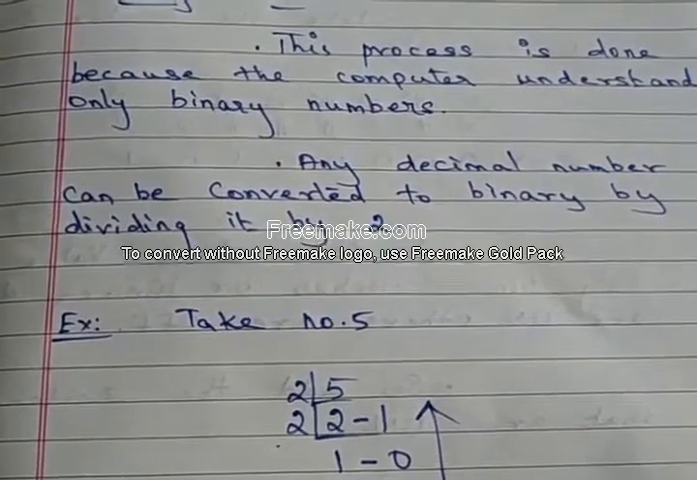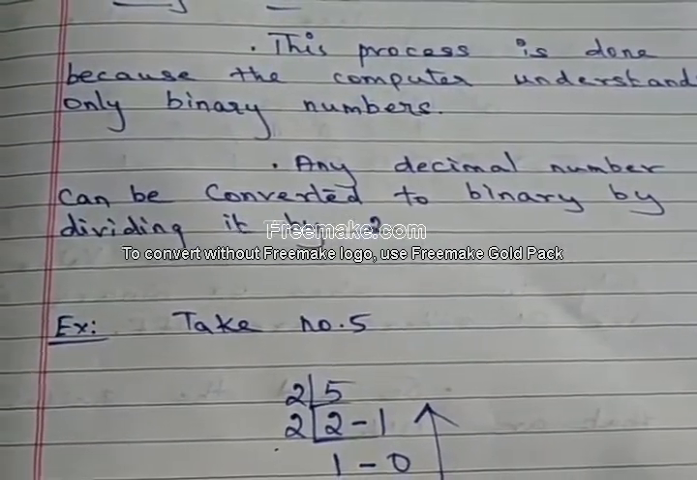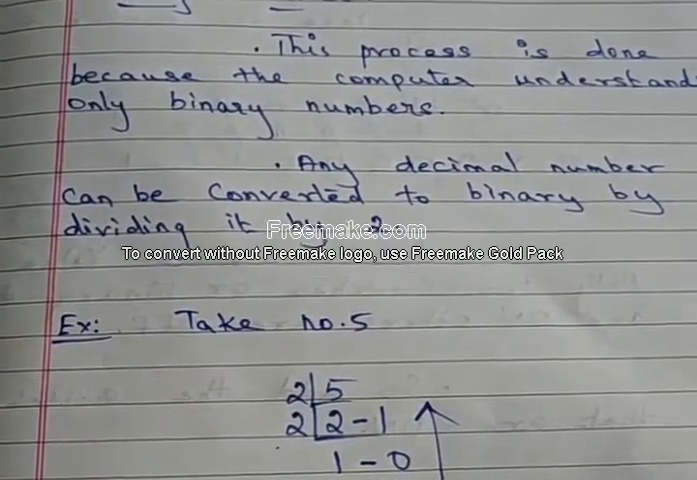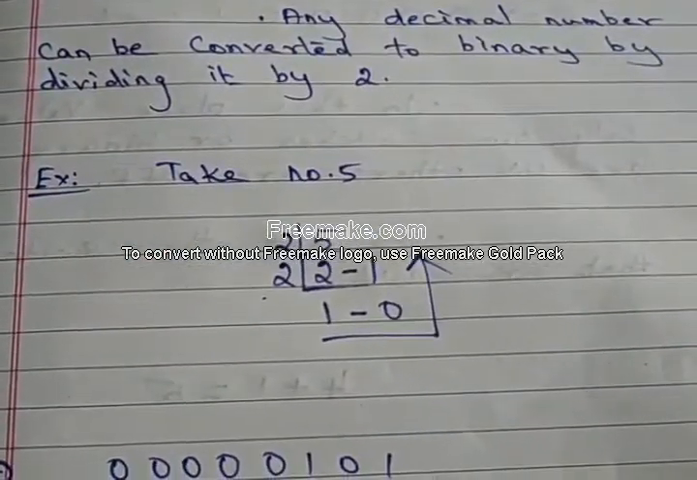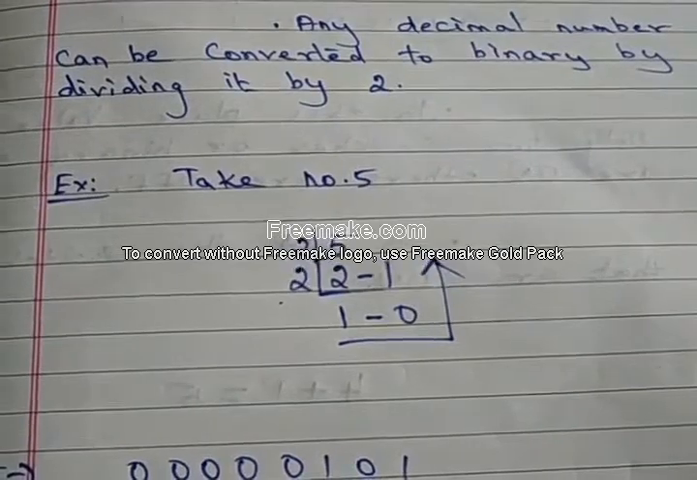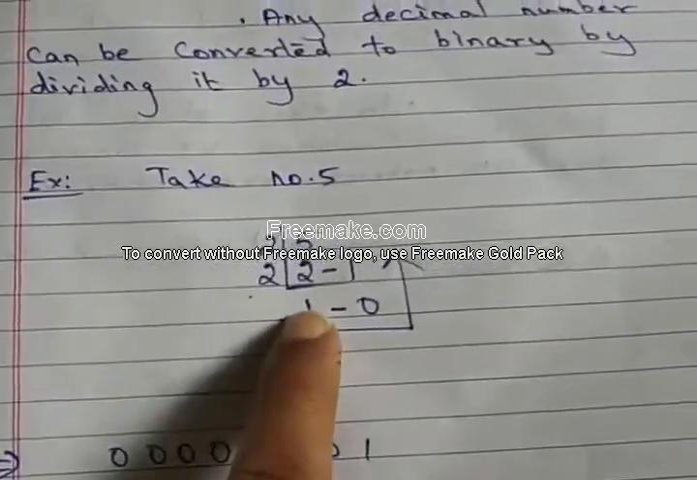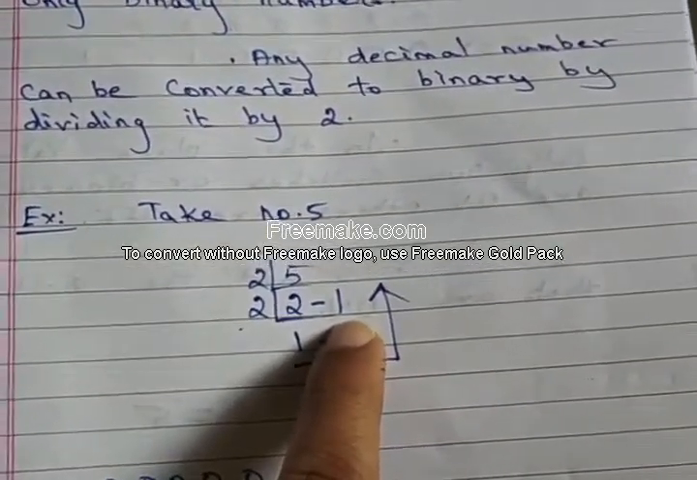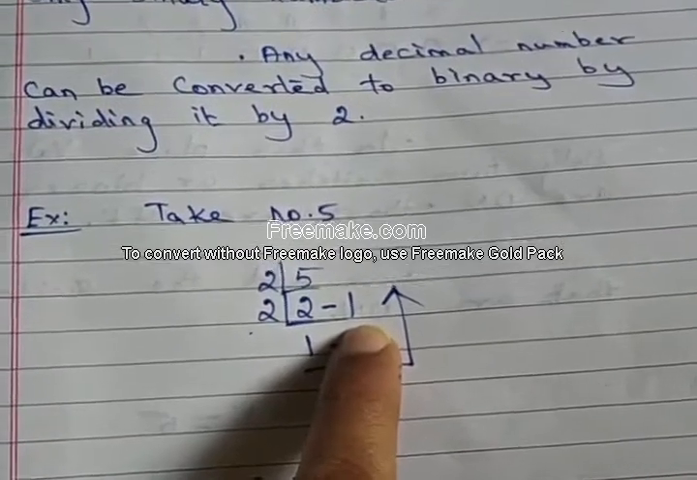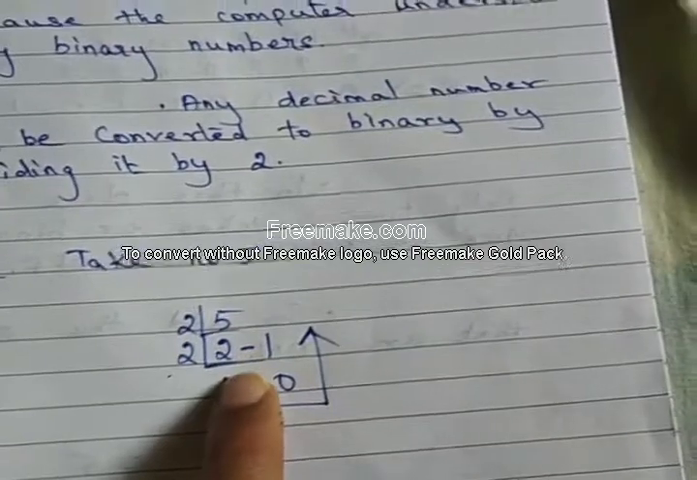How will it convert? By dividing the number repeatedly by 2. That is to be noted. Example, take the number 5. First it will be divided by 2. What will be the answer? 2. Will there be any balance? Yeah. 2 divides only 4, right? So 5 is there. What will be the balance?